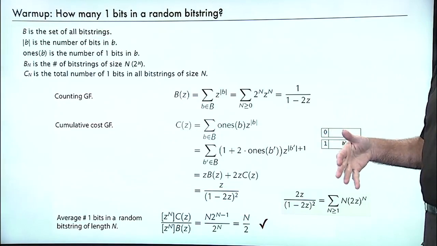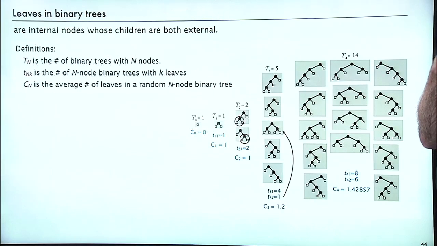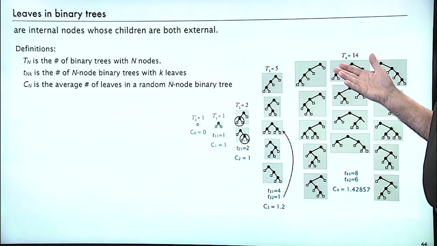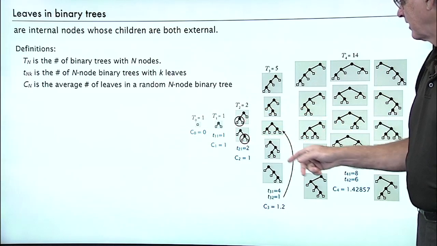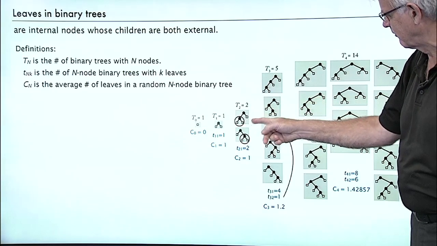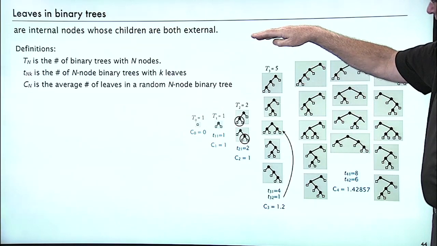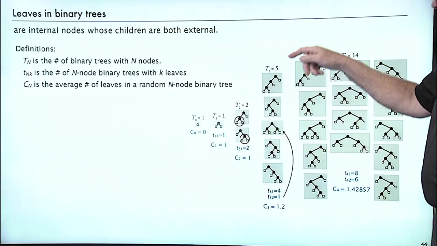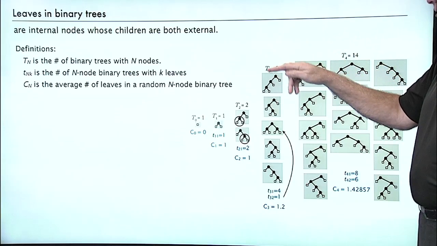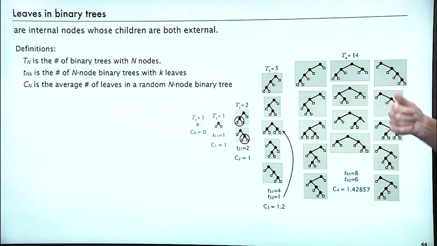Now let's do a problem that you might have a lot of difficulty solving some other way, and that's leaves in binary trees. A leaf in a binary tree is an internal node whose children are both external. For example, in the trees of size 2, each one of them has one leaf. T of n is the number of binary trees with n nodes. T_nk is the number of n-node binary trees with k leaves, so T_21 equals 2. There are 2 of them that have one leaf.